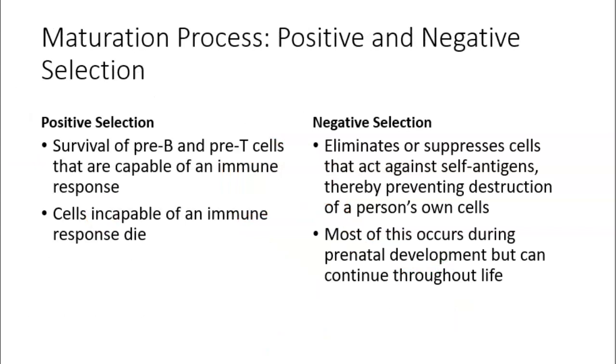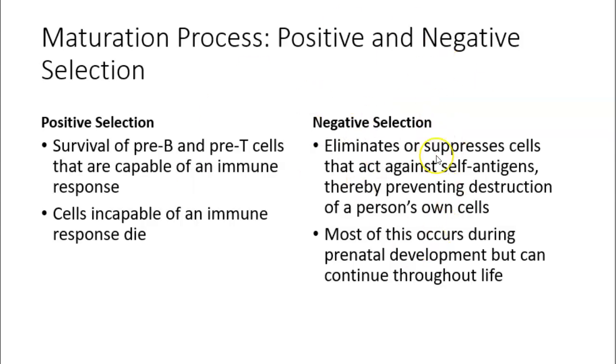So in this process of maturation, this education process, these cells will undergo positive and negative selection procedures. The positive selection process in maturation ensures that B cells and T cells are even capable of initiating an immune response. Capability of initiating an immune response would mean that they have the ability to bind to a specific antigen. So they have receptors that could bind an antigen.